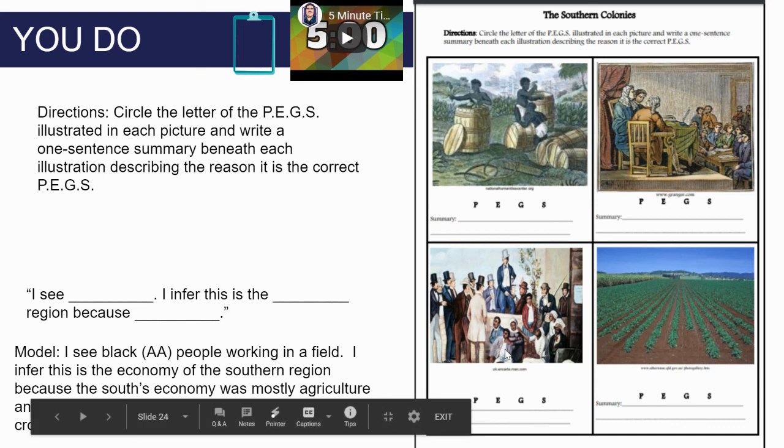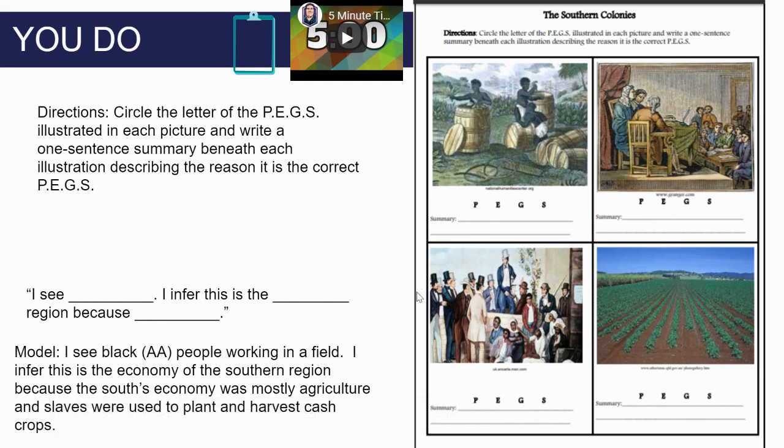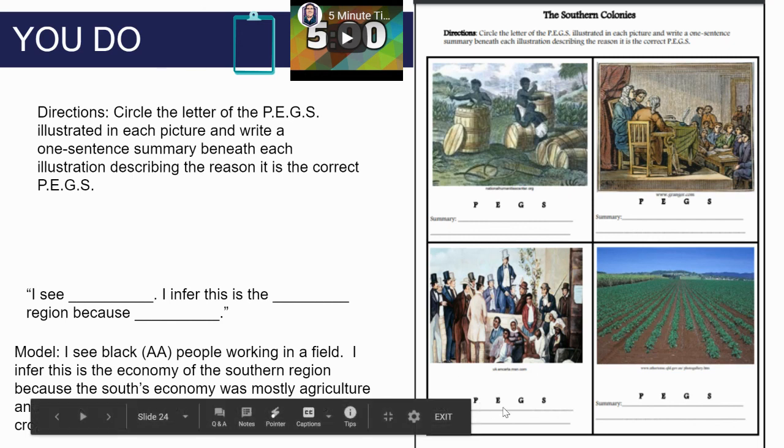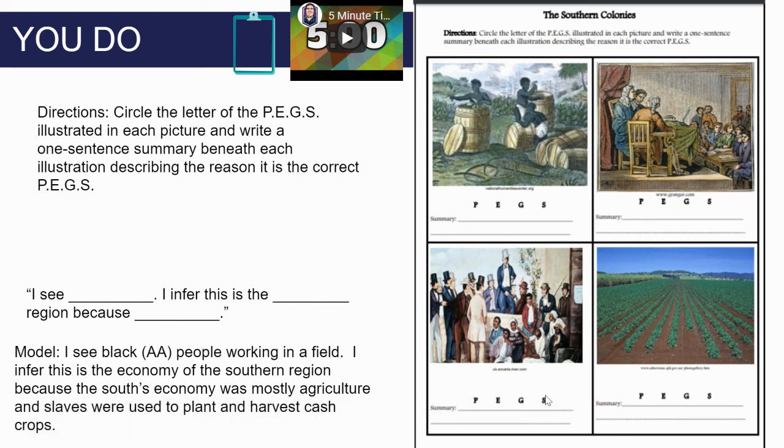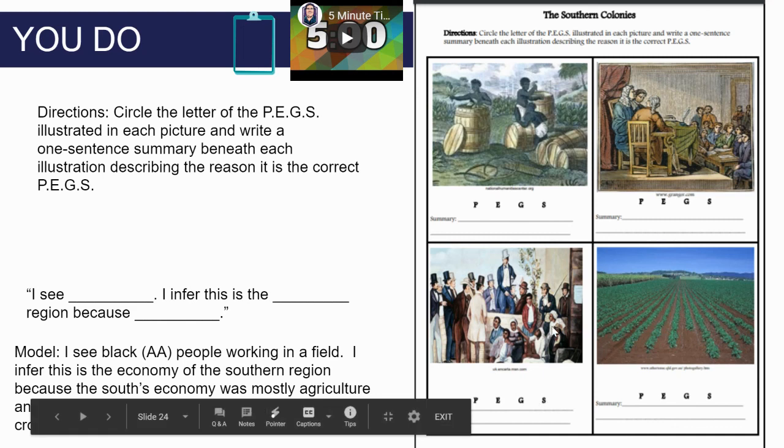Who are these? Who are they? These are African Americans or Africans, right? So possibly, right, possibly slaves. So we have a slave population and we have a rich white male population. So would this be political, economical, geographical, or social? Exactly. You should have said social because we can see different class systems within this picture.